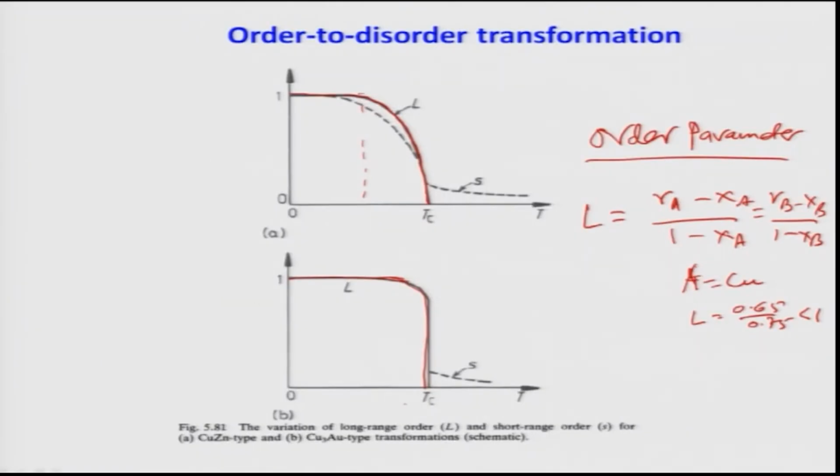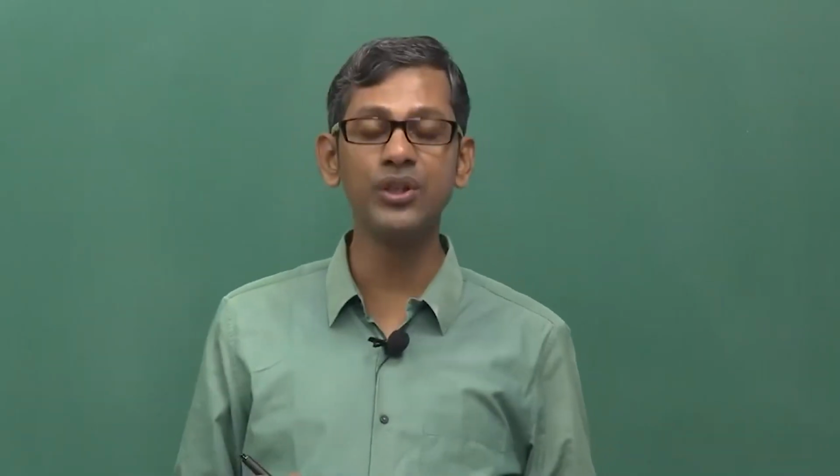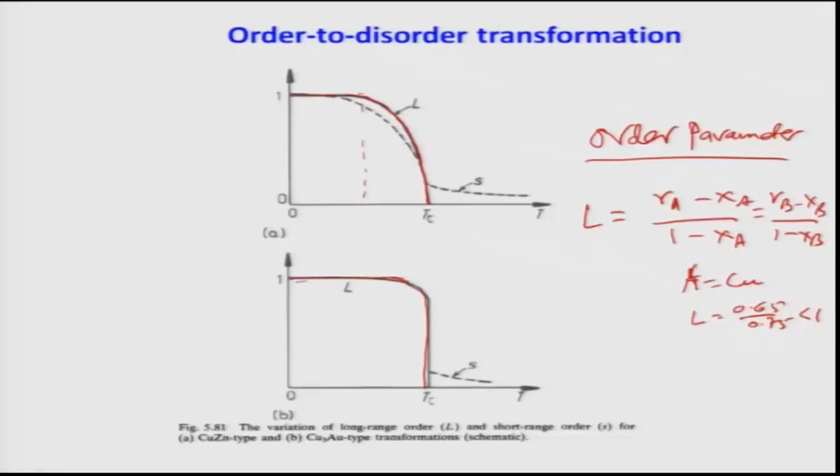So, this one, which is shown at the bottom, figure B, is basically a first order ordering transformation, and this one is known as a second order ordering transformation, because in the first case the order parameter sharply goes to 0 at the transformation temperature. There is a discontinuity of the order parameter L. But in the other case, the order parameter never has a discontinuity at the transformation temperature, you can see it is slowly decreasing. So, there is no jump of the order parameter in that case, that is why it is called second order ordering, and the other one is called first order ordering transformation.